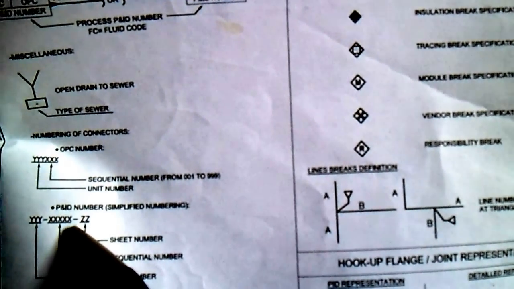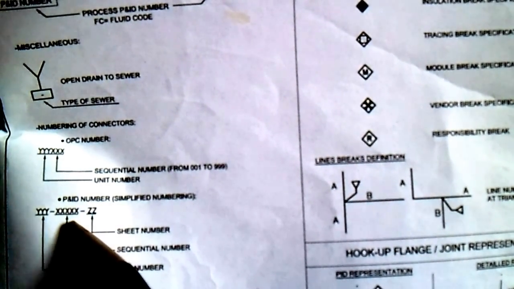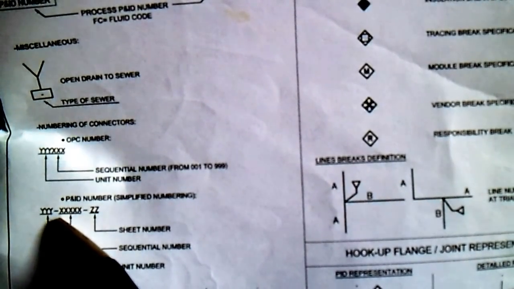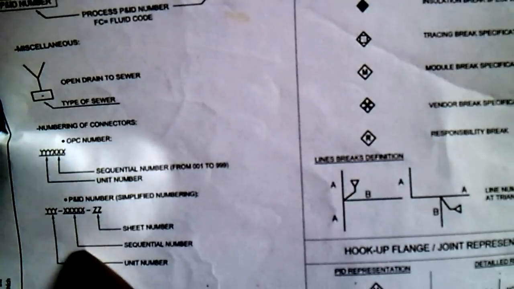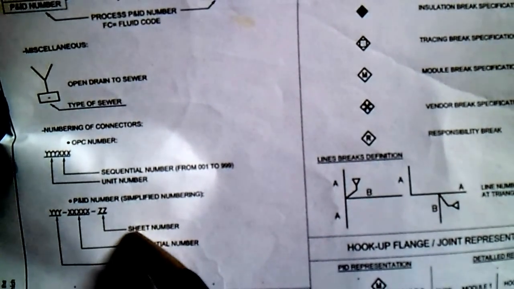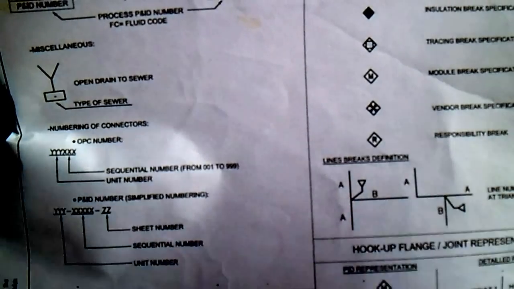So this is the P&ID number. Okay, this is the meaning of the numbering. Y is the unit number, X is a sequential number, and Z is a sheet number.